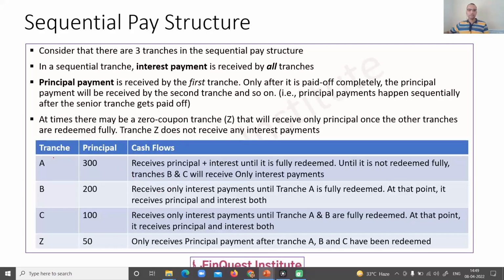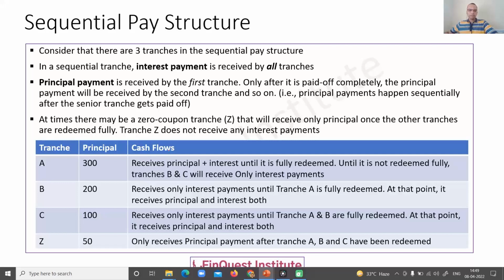Now, to understand this through a simple structure here. Let's take three tranches A, B, and C, and imagine that these have been ordered as per the level of seniority. That is, tranche A is the most senior tranche. Then comes tranche B and tranche C, and then we have a zero coupon tranche Z. We have taken hypothetical principal amounts of $300, $200, $150. You can imagine these can be in millions as well, but for discussion, that denomination won't really matter much.